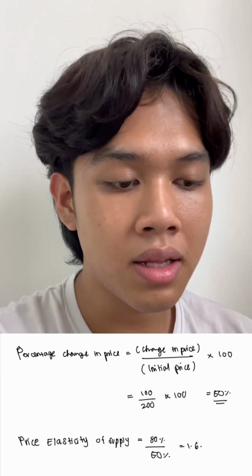A price elasticity of supply of 1.6 indicates relatively elastic supply. A price elasticity of supply of 0.6 indicates relatively inelastic supply. The quantity supplied responds to price changes but not proportionally. The supply curve is relatively steep, indicating that producers have some ability to adjust the quantity supplied, but it is limited.